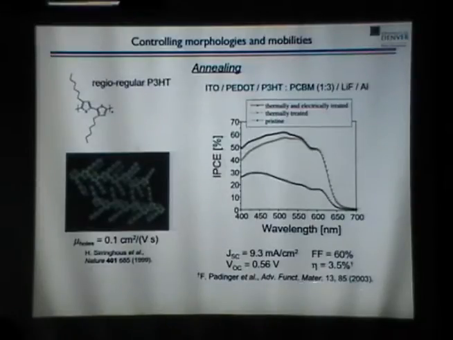So this was looked at again already 8 years ago, and this is the incident photon to converted electron efficiency, essentially the quantum efficiency: for every photon coming in, how many charges do you get out. So before the film was annealed, you get something like a peak of 30%, and then you anneal it and it goes up to something like 50–60%, right? So making these organized structures is a good thing for charge transport and generally a good thing to prevent this charge recombination.